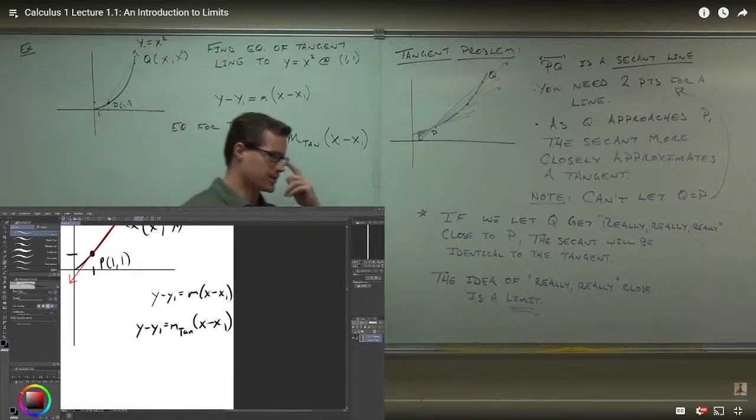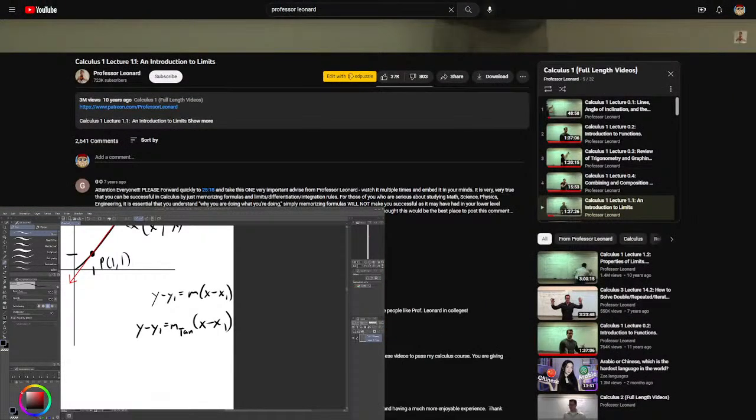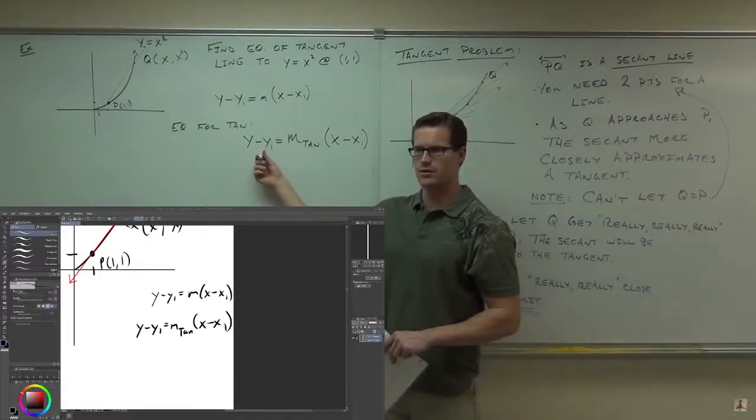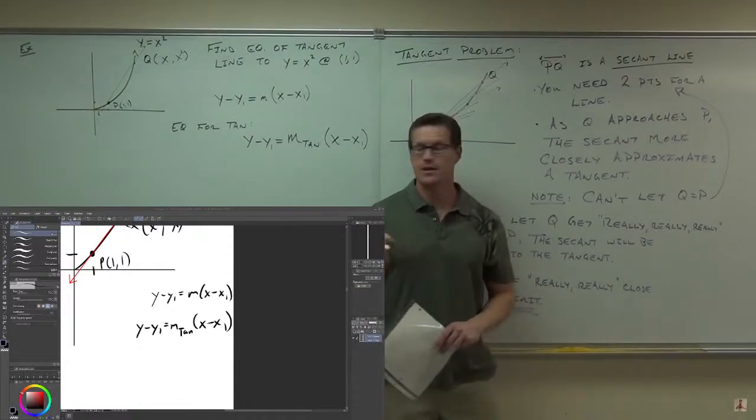Now, the cool part about this, I'll recap this in just a bit. The cool part about this is we already have a point. What's my fixed point that I have? I already have 1, 1. So really what this comes down to is, can you find the slope of the tangent?